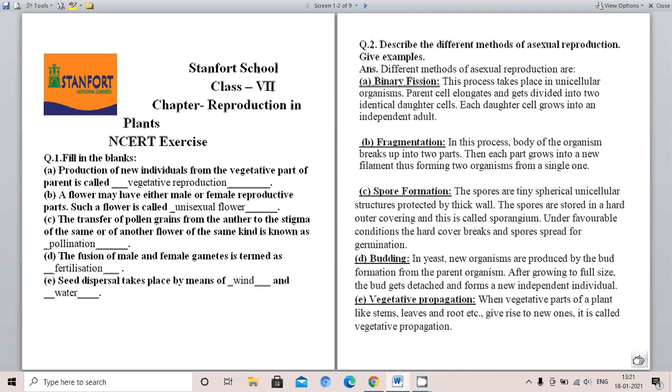In the previous videos, we have done the chapter Reproduction in Plants. Now, it's time to do the exercise of this chapter. The very first question is fill in the blanks. The A part is: production of new individuals from the vegetative part of a parent is called.